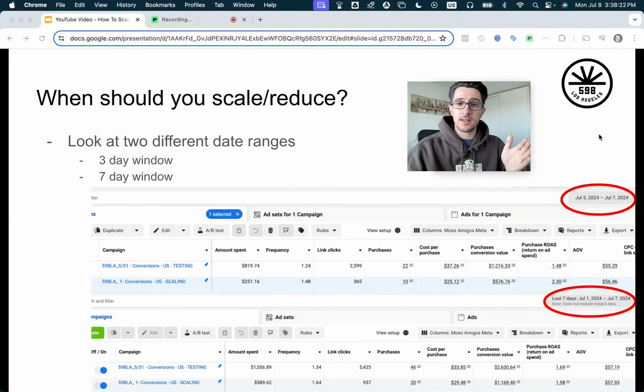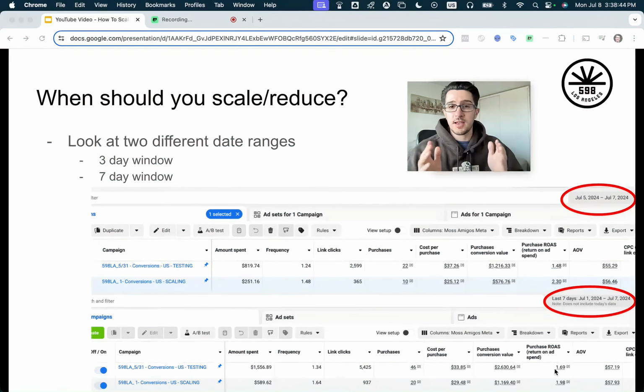But if I go back and look at 7 days, I will see that it was actually a 1.69, close to a 1.7, which is way above the target return on ad spend that I had. Why is this important? If I'm basing myself off of only a 3-day window, I might think that the campaign is not working that well. But if I'm really looking at it on a much longer period, and most of our accounts are on a 7-day click attribution, it will show us that it's actually performing really, really well.